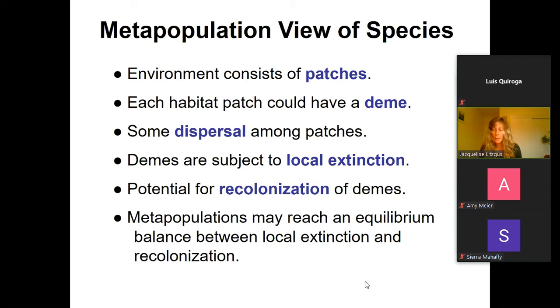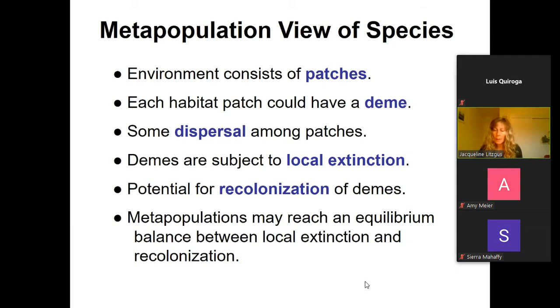But there's expected to be some level of dispersal happening between those patches. So there's going to be some level of dispersal among the patches, and this dispersal is movement of individuals from their original deme to another deme. So there's connectivity. This is an important piece of it. Okay, this dispersal means there's some level of connectivity. Individuals can move from one patch to another, so join another deme.